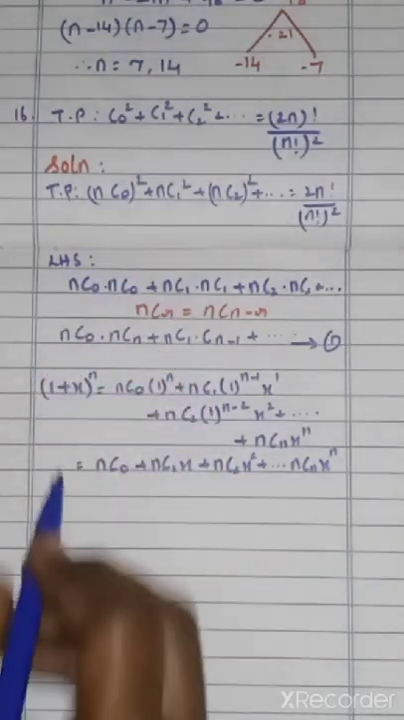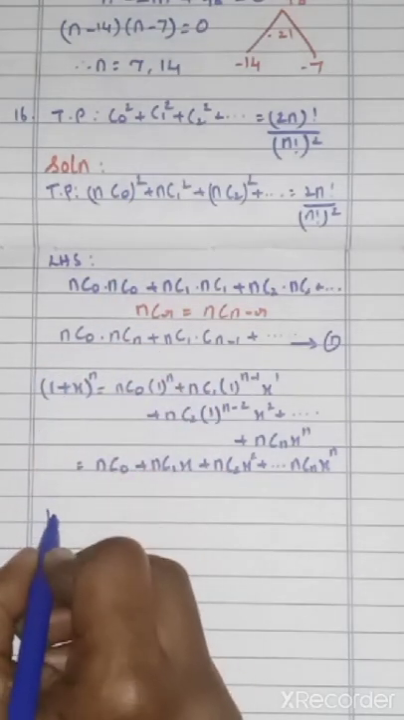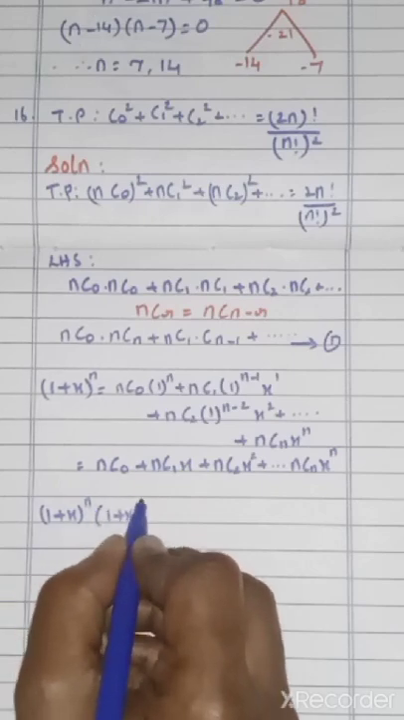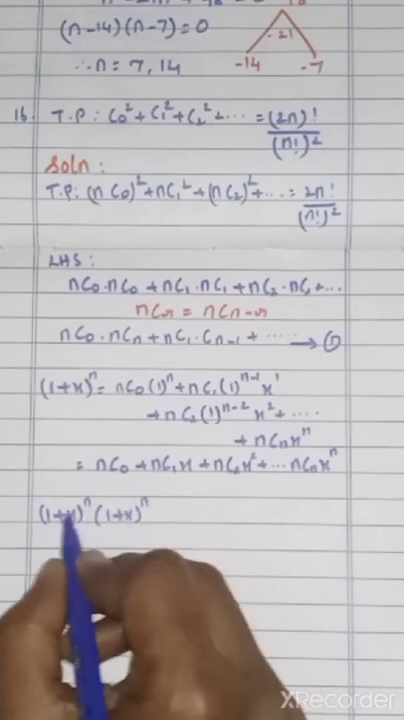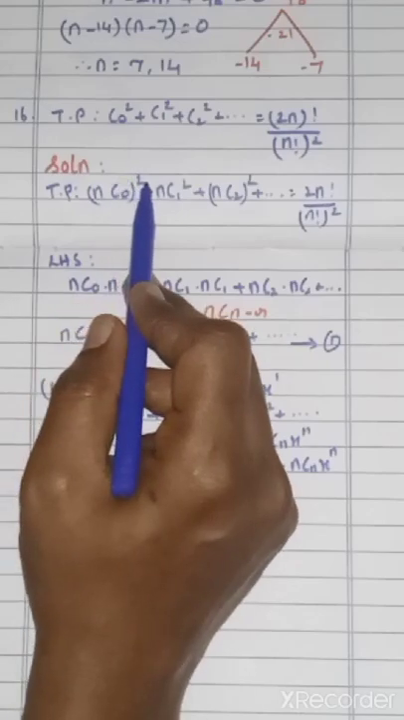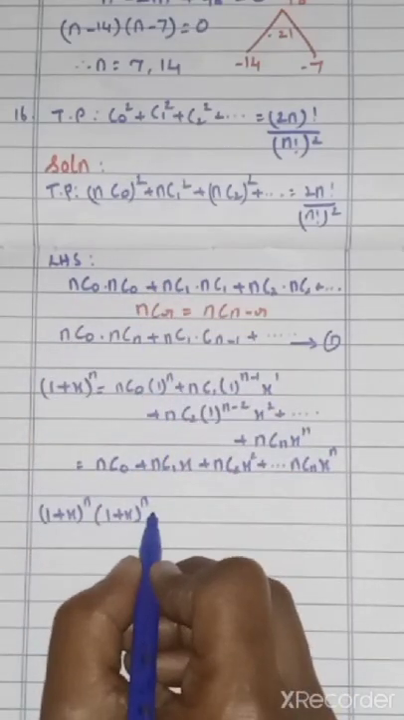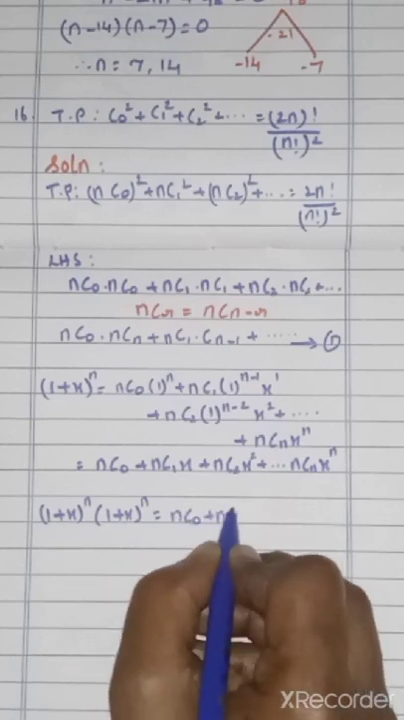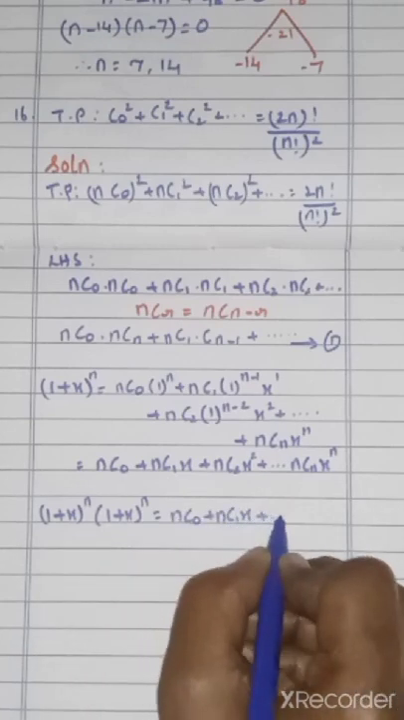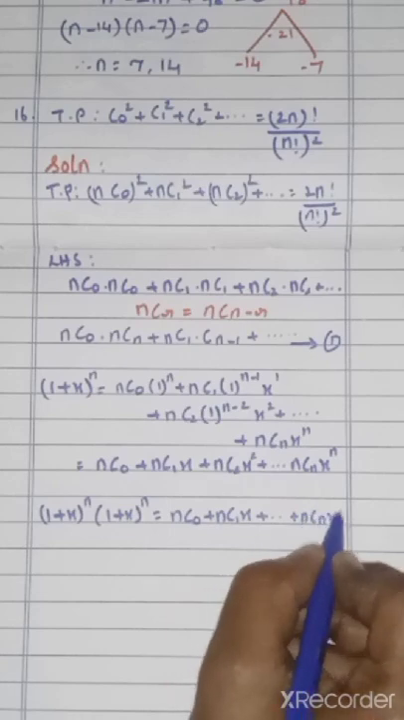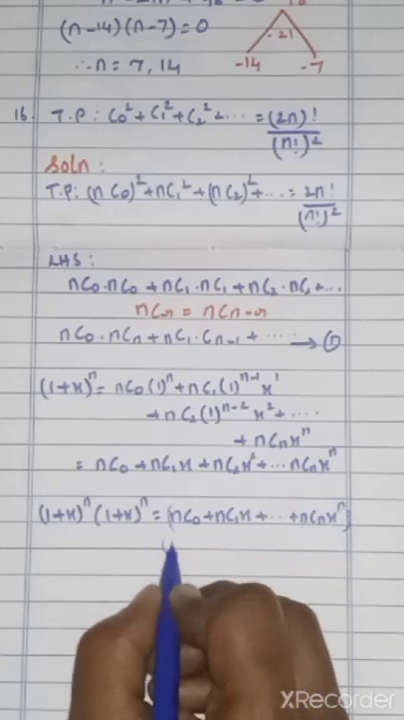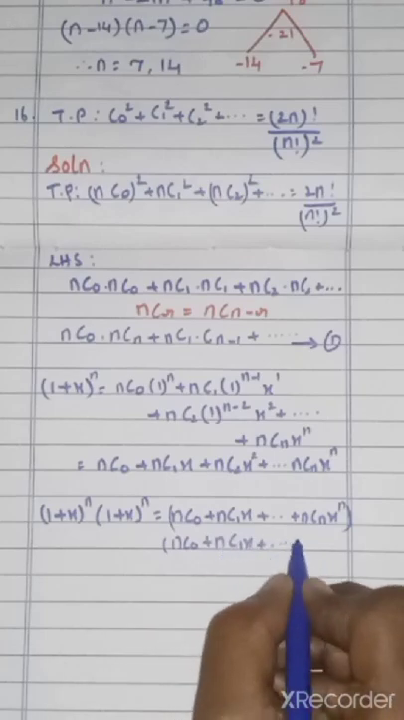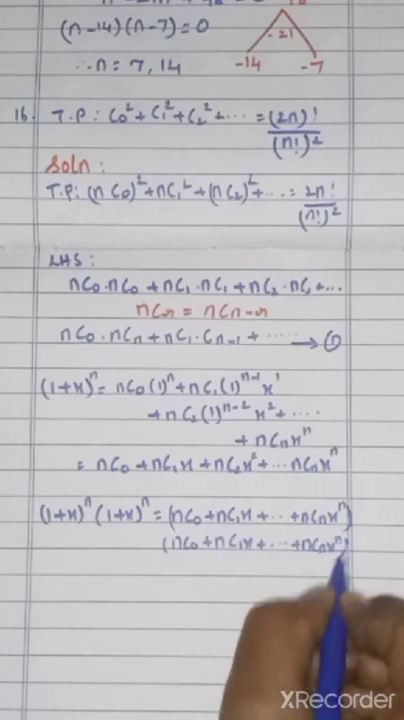Since the square is given here, we can write this as (1 plus x) power n into (1 plus x) power n. Okay, we are multiplying two terms. Why are we multiplying two terms? Because in the question it is given as square. So if we write this out, what we will get is nC0 plus nC1 x etc. up to nCn x power n, into nC0 plus nC1 x plus etc. up to nCn x power n.